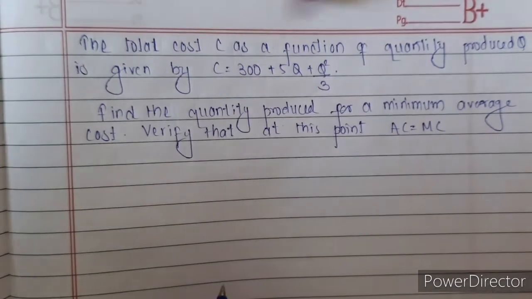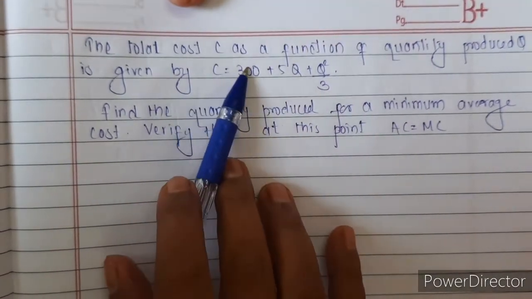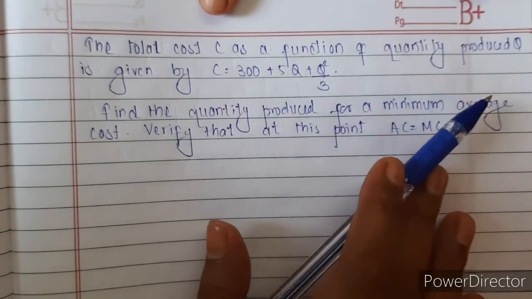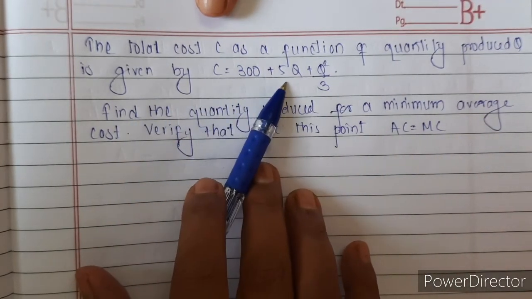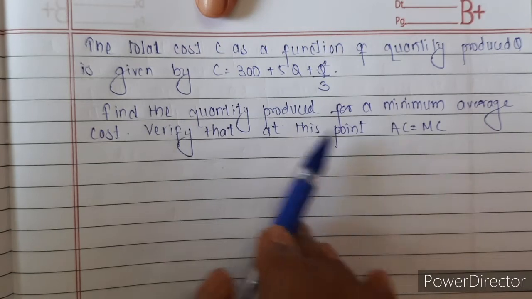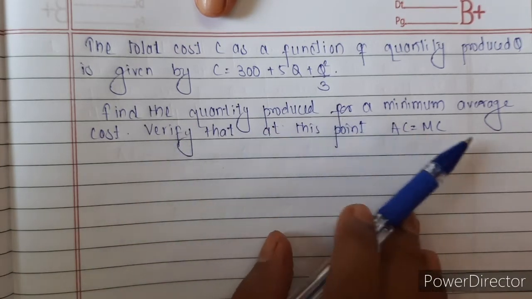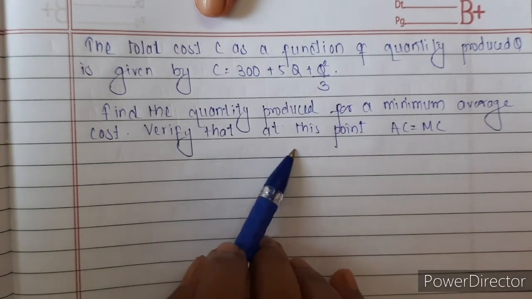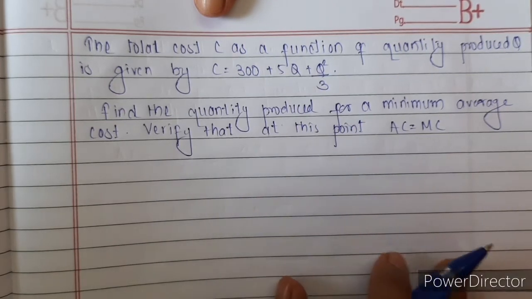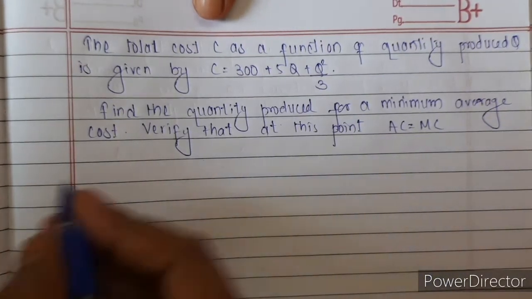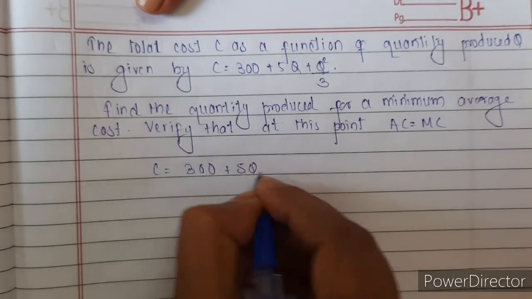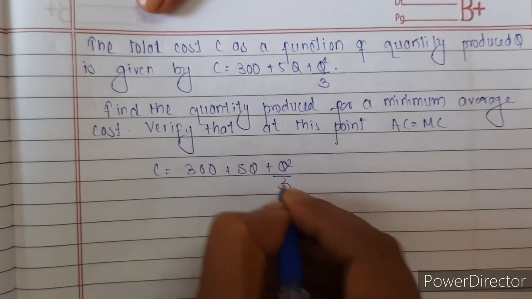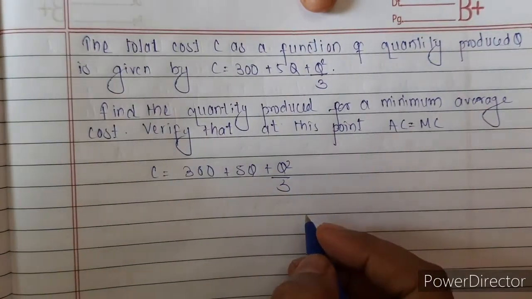Next problem. The total cost C as a function of quantity produced Q is given by C equals 300 plus 5Q plus Q square by 3. Find the quantity produced for a minimum average cost. Verify that at this point average cost is equal to marginal cost. So this is the cost function given, 300 plus 5Q plus Q square by 3, where Q is quantity produced.